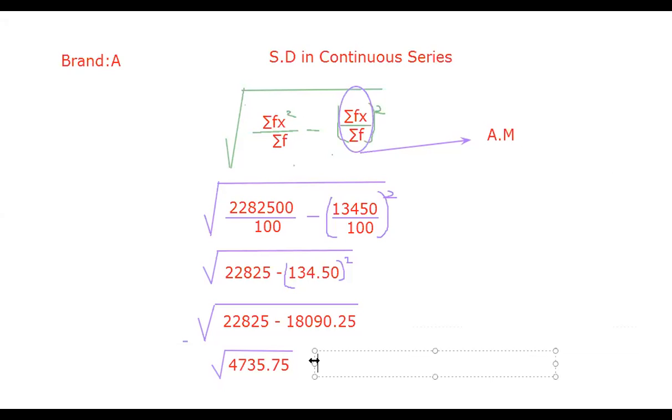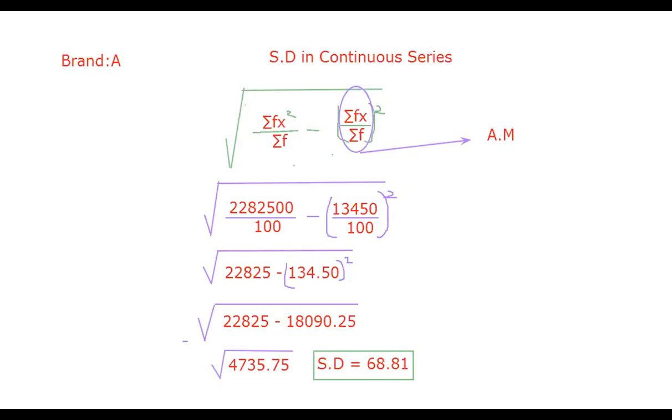So what is our standard deviation? That is 68.81. This is our standard deviation for brand A. Is there any doubt? Are you all there, guys? Yes, sir. Just remember it in your mind. Now we will go for brand B, and see which one gives higher life. We will do that now.